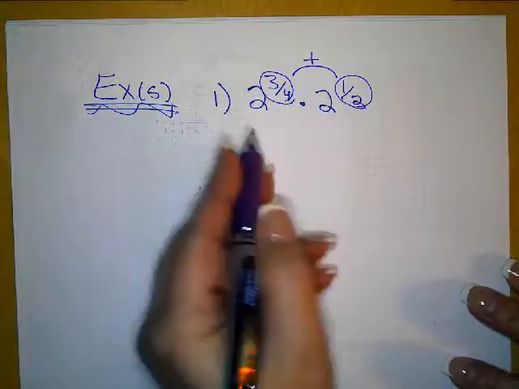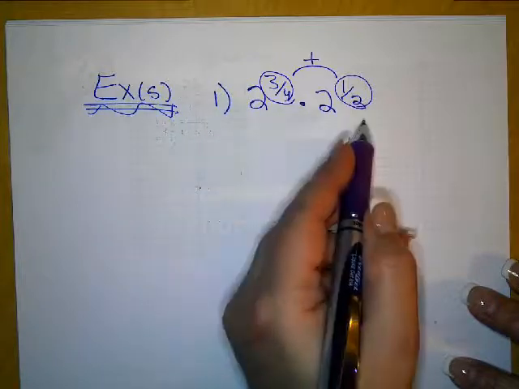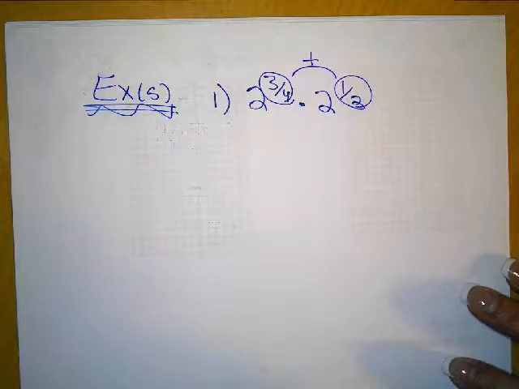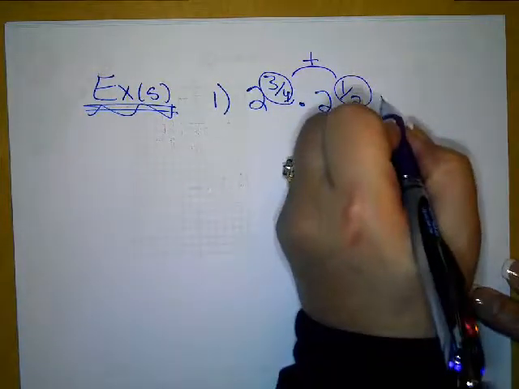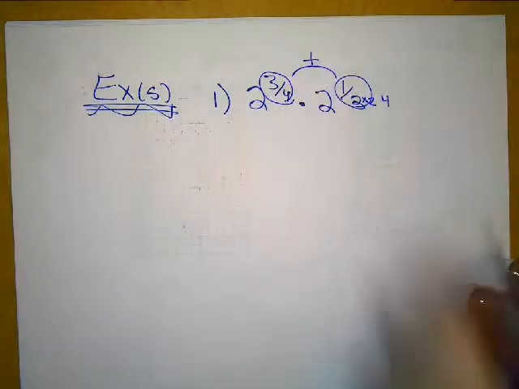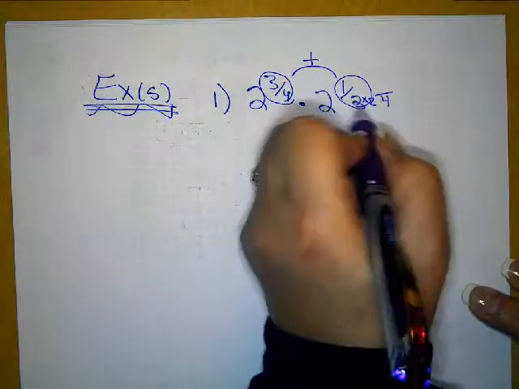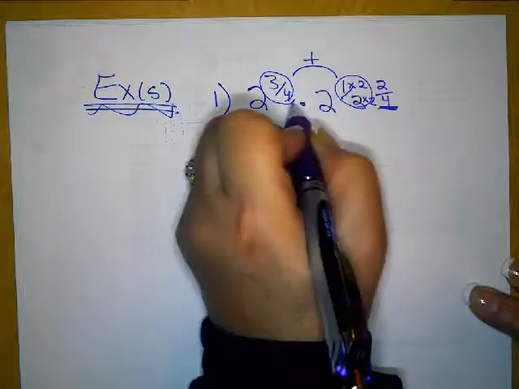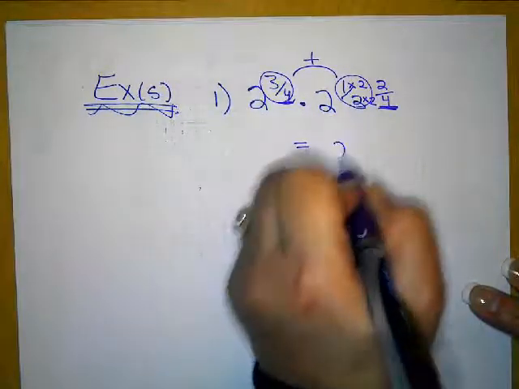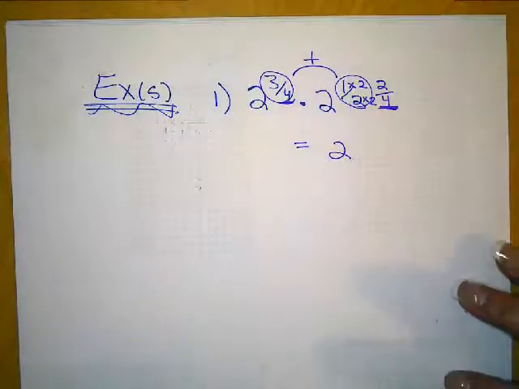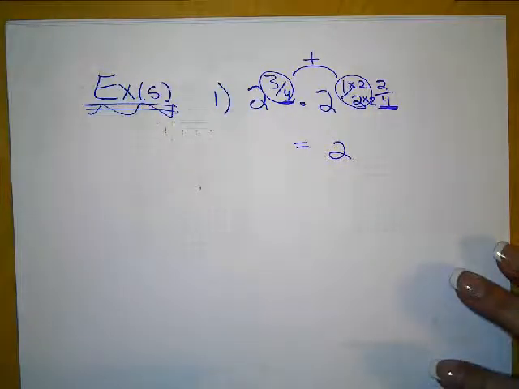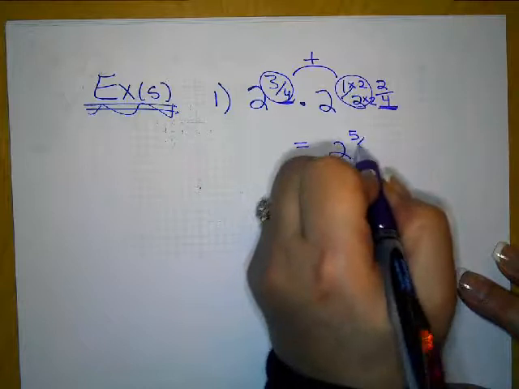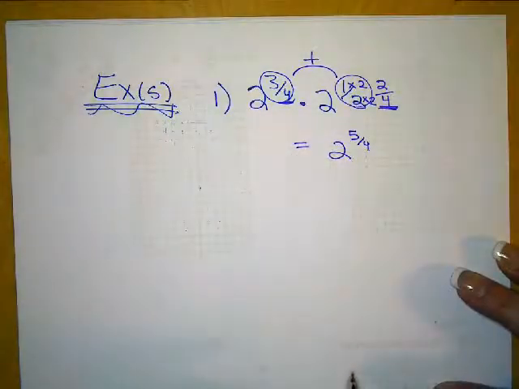So when I look at 2 to the 3/4 times 2 to the 1/2, we're going to add those exponents. I need a common denominator. 4 would be a good one. 2 changes to 4 by multiplying by 2. What I do to the bottom, I do to the top. So we have 2/4 and 3/4 added together to give me 2 to the how many fourths? 3/4 plus 2/4 is 5/4, and that would be my answer.